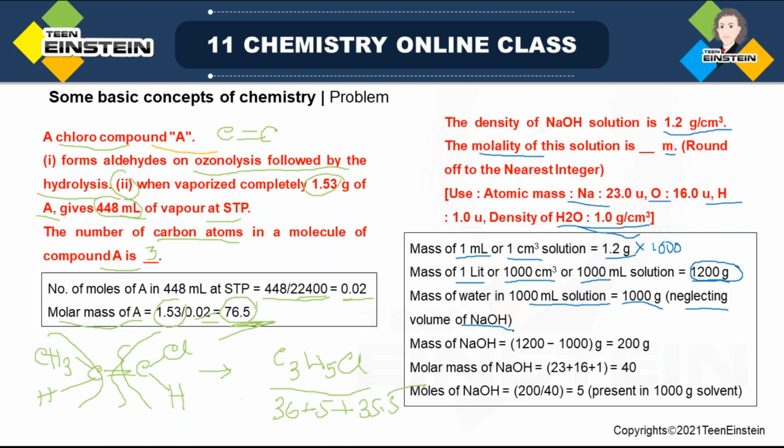We are considering as if in 1000 ml only water is present. You just have to consider this, because the volume that you are getting from NaOH is actually very less, so you can ignore it. And this assumption we have to make, otherwise we cannot solve this question. So the mass of water in 1000 ml solution is 1000 gram. Now once you know the mass of solvent, if you subtract it from 1200, you can get the mass of solute, which is NaOH. So this is the mass of solute.